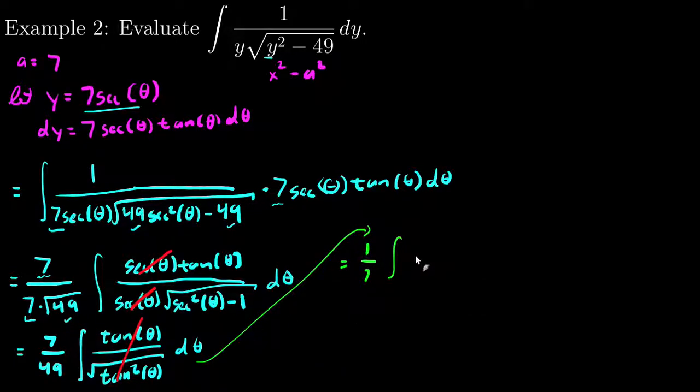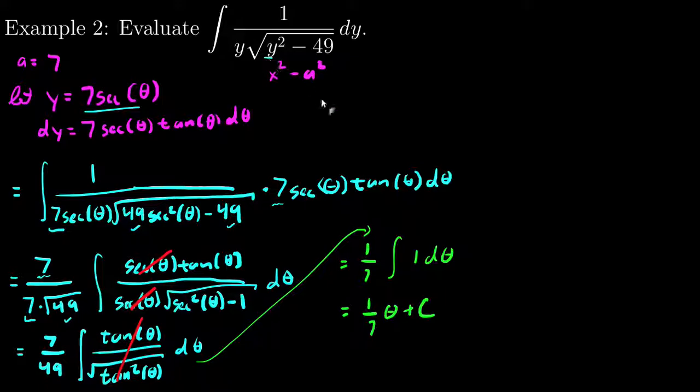Tangent divided by tangent gives me 1 d theta. And this will be a common theme for a lot of trig substitutions: we're going to end up taking the integral of 1. And so I get 1/7 theta plus c. And I have to do that same thing we did earlier.